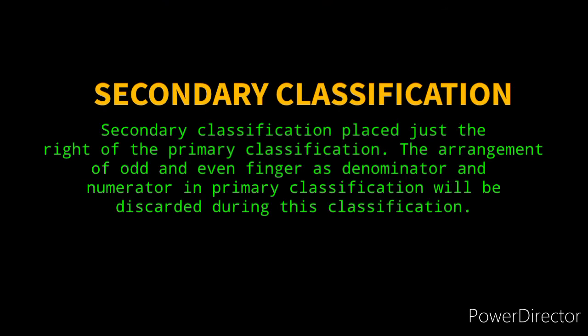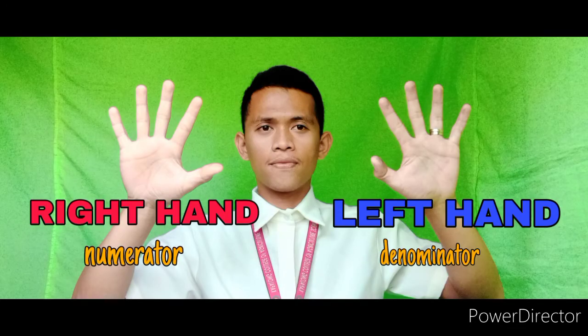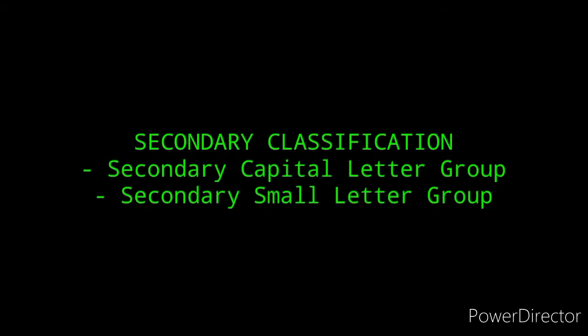Secondary classification. It is placed just to the right of the primary classification. The arrangement of odd and even fingers as denominator and numerator in primary classification will be discarded during secondary classification. The right hand will be numerator and the left hand will be denominator. Secondary classification is divided into two, the capital letter group and the small letter group.